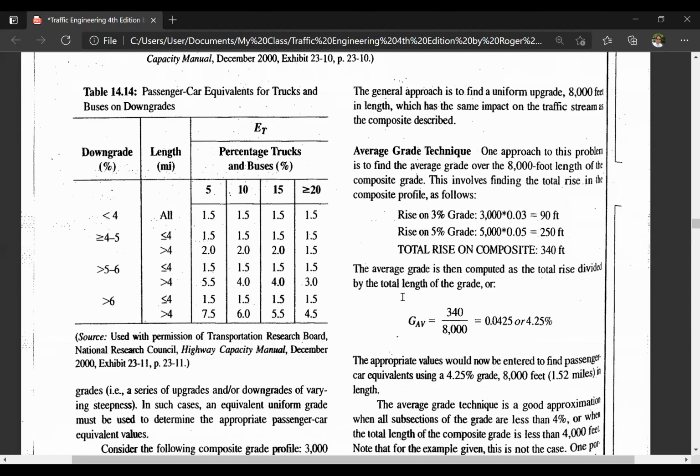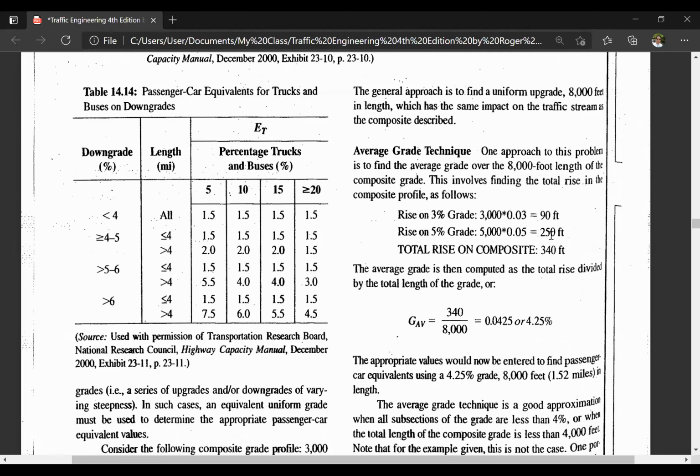The first technique is the average grade technique. The total is 8,000 feet in length. It rises 3% on the first 3,000 feet, so it rises 90 feet. And it rises 5% on the last segment, which is 5,000 feet.